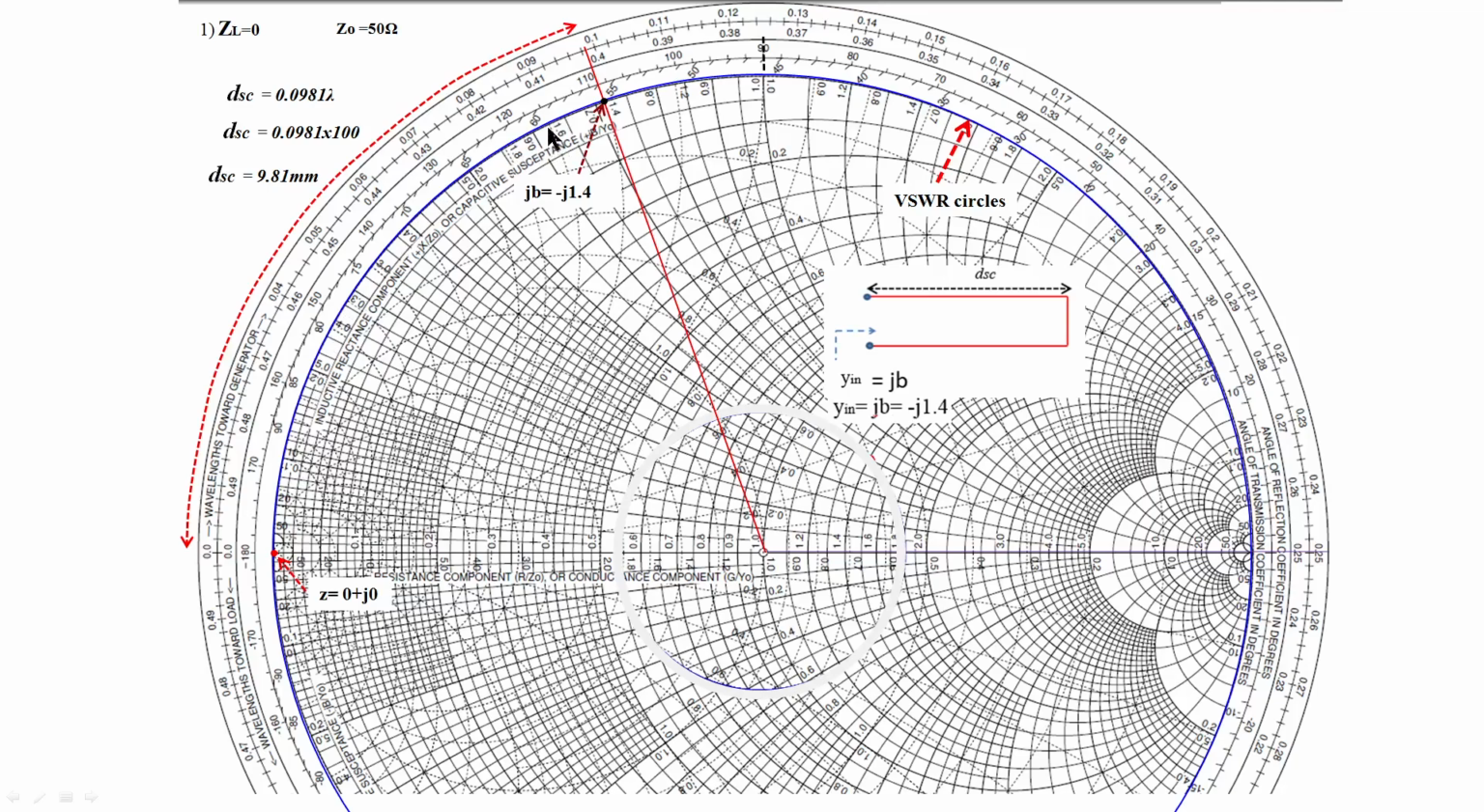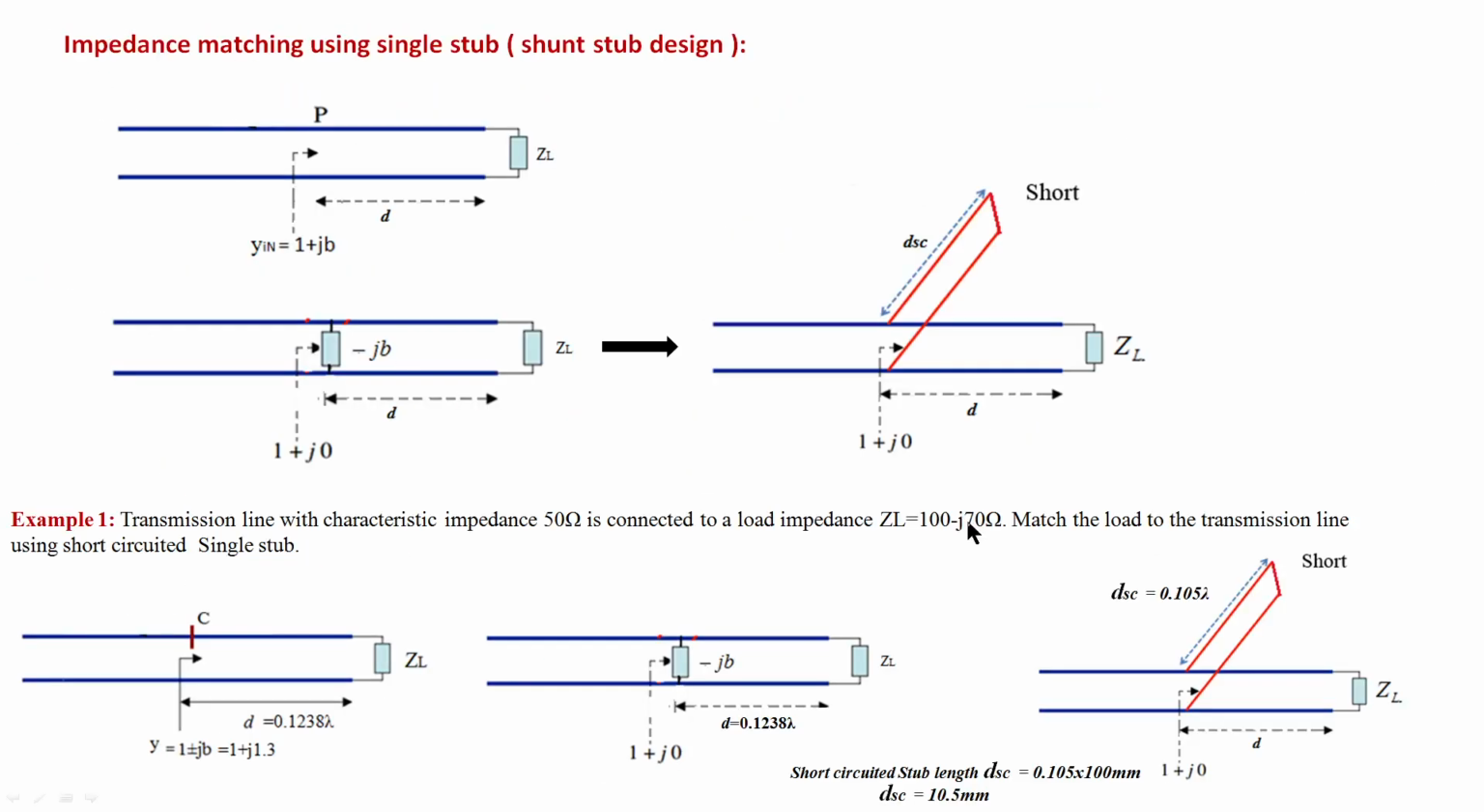Wherever the susceptance value is 1.3, maybe somewhere here, you should stop and note down the distance from here to here. That is the length, so you take that length here. This is the susceptance length, the stub length. And you also have to find out what this distance is. We already know from the previous classes how to find it. We will take one example and do that.